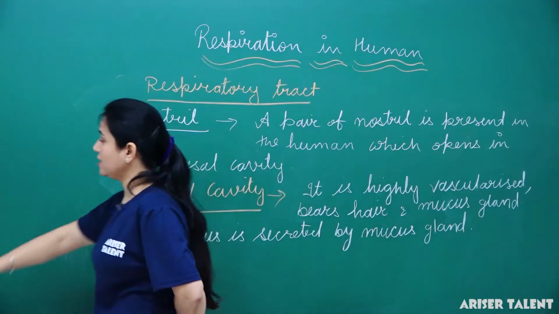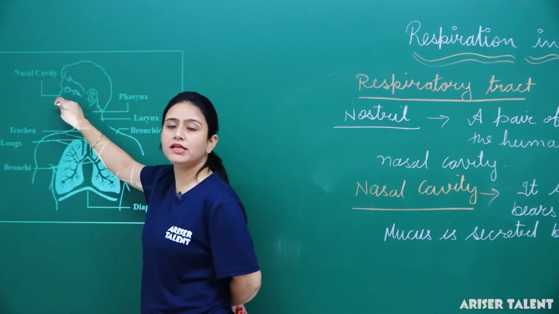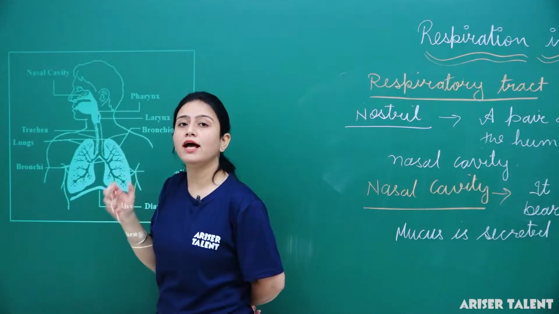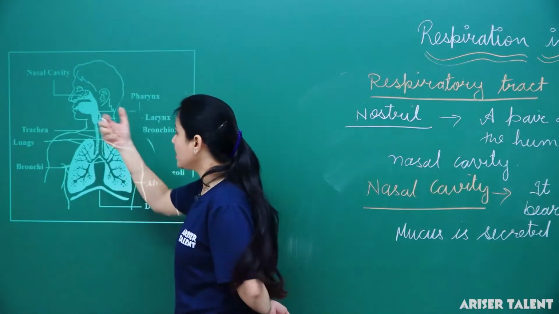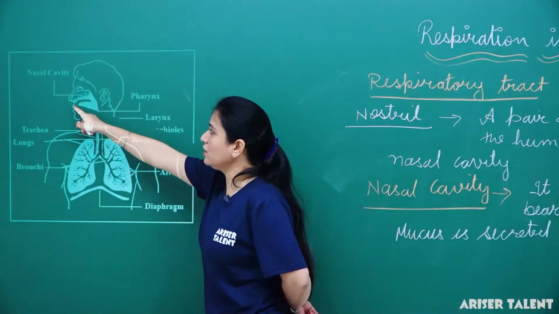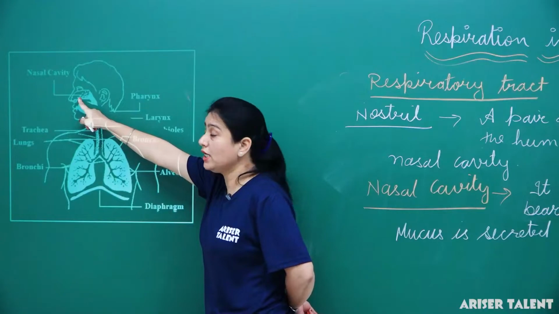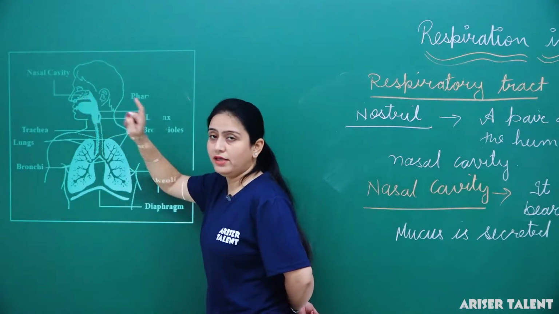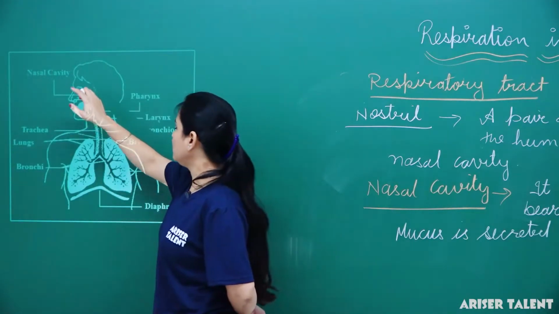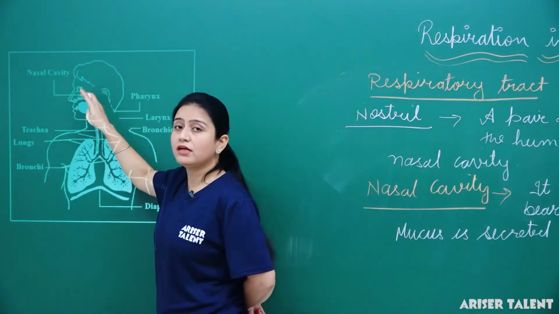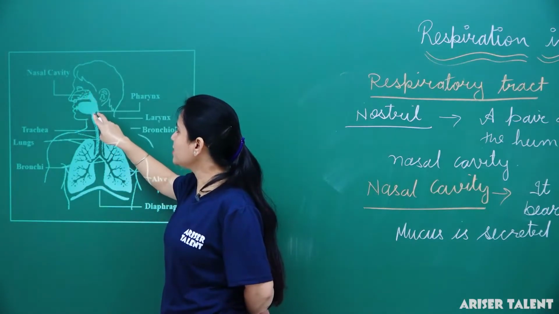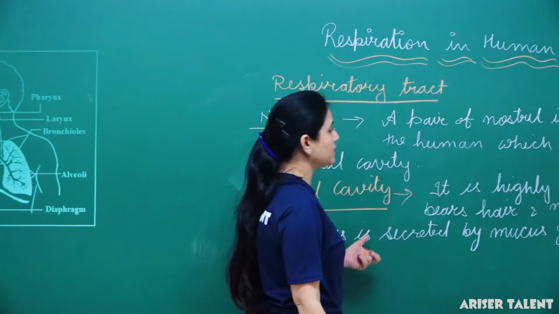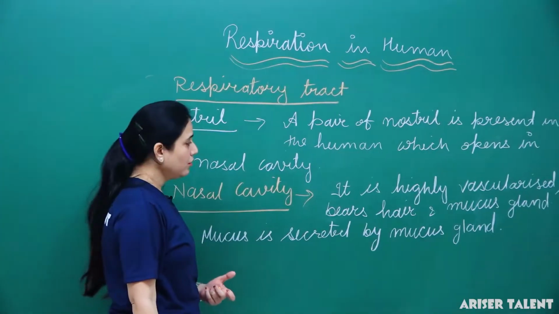Now, what happens here? When the air enters the nasal cavity through the nostrils, as I told you, it bears hair and has some mucus present inside it. The air gets warm in the nasal cavity, and whatever dust is present is absorbed by the mucus. So the air becomes fresh, and then the fresh air enters into the pharynx. Clear? So, it is highly vascularized, bears hair and mucus glands. Mucus is secreted by the mucus gland only.